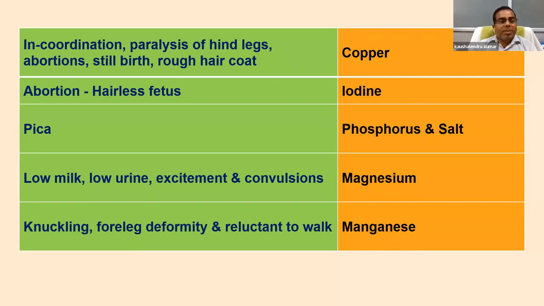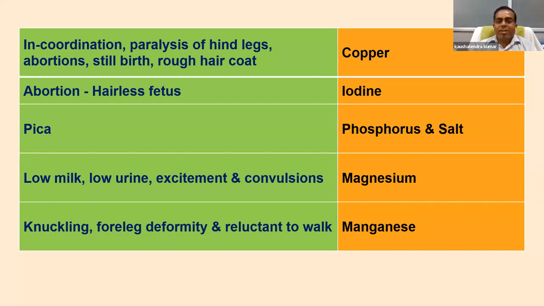In case of deficiency of iodine, abortion is the major concern and hairless fetus delivered by the female doe and ewe. Pica is also a major concern. It happens due to the deficiency of phosphorus and common salt. The animals consume unwanted things, like soil and other things that are not feed for those animals. So other than the required feed, they consume other things.